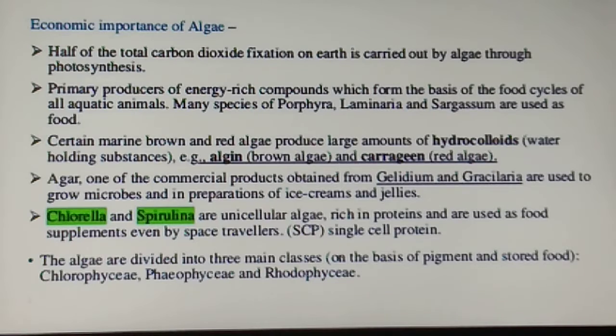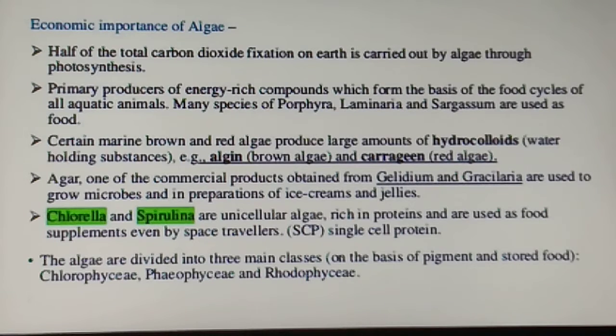Now students, Chlorella and Spirulina are unicellular algae. They are rich in protein and are used as food supplements even by space travelers. So space travelers also use these unicellular algae, because they are very rich in protein.